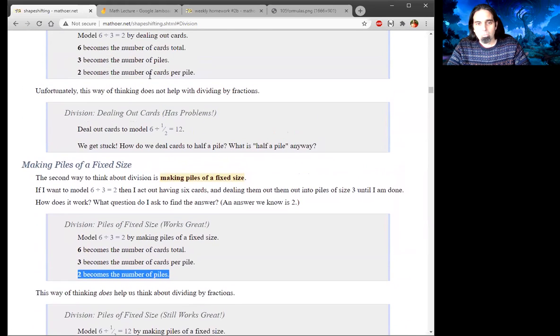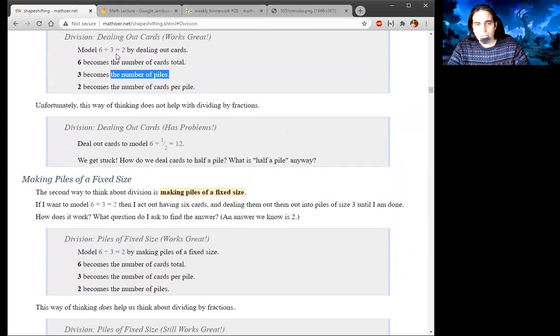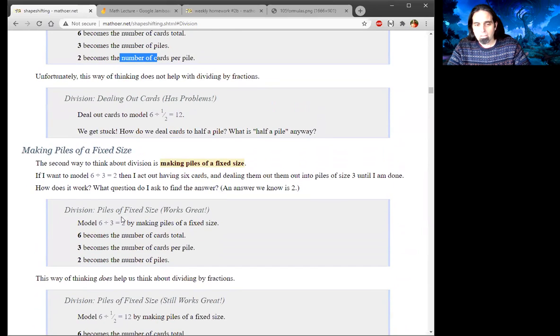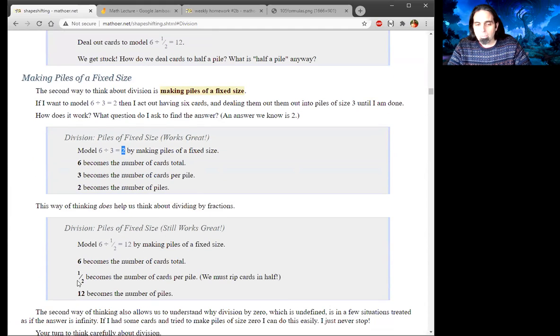It used to be the number of piles was my friends, this number, and the answer was how big the piles were, but we can switch that. Now I can say the divided by 3, the 3 is how big the piles are, and the other number becomes how many I make before I run out. And if I want to think about 1/2, now I can divide by 1/2.